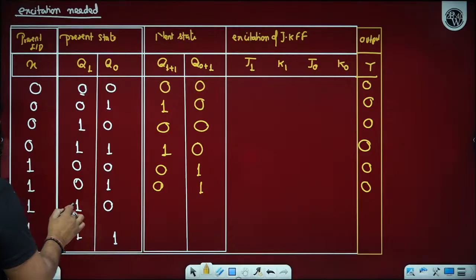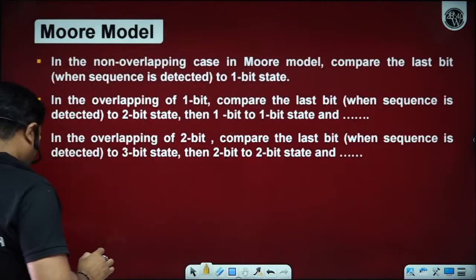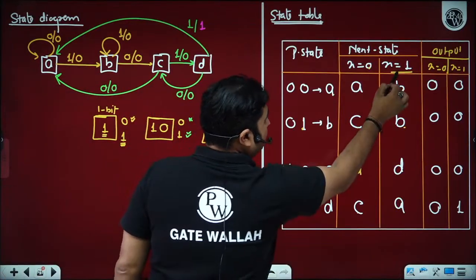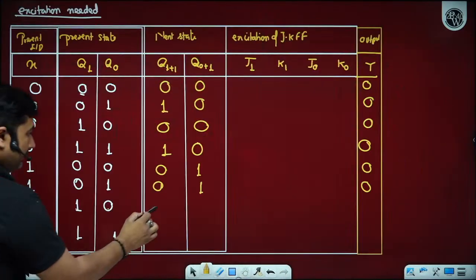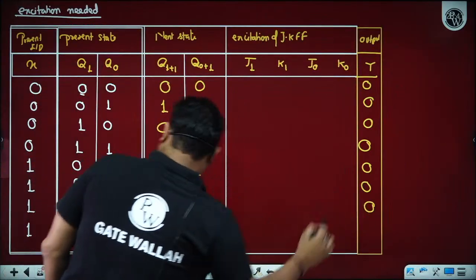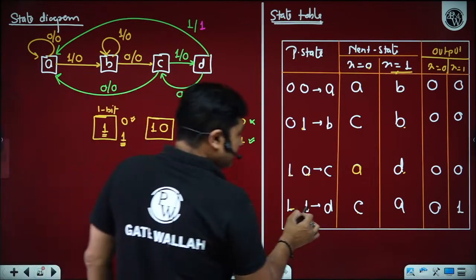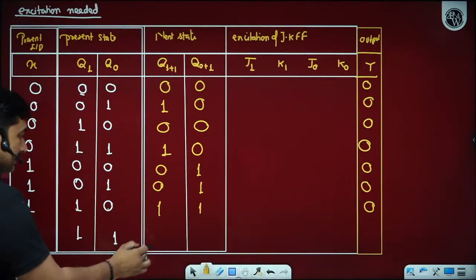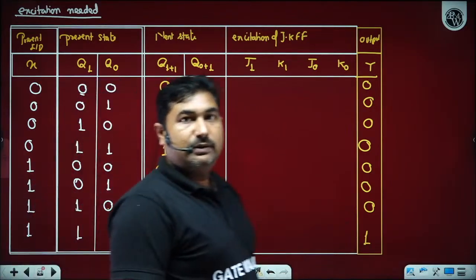Present state 10 with x equal to 1: next state D, meaning 11, output 0. Present state D with x equal to 1: next state A, output 1. How many of you are able to understand?